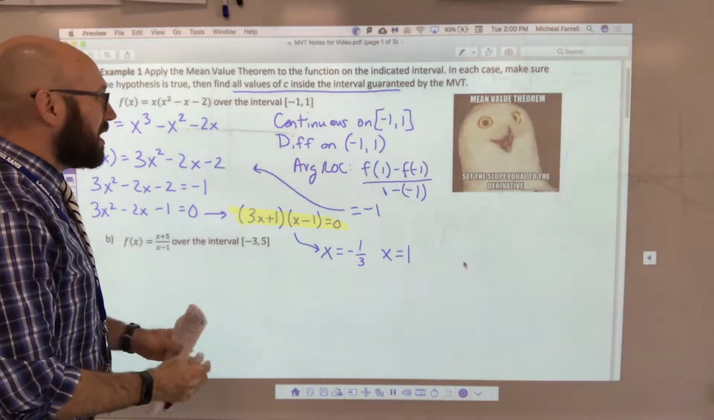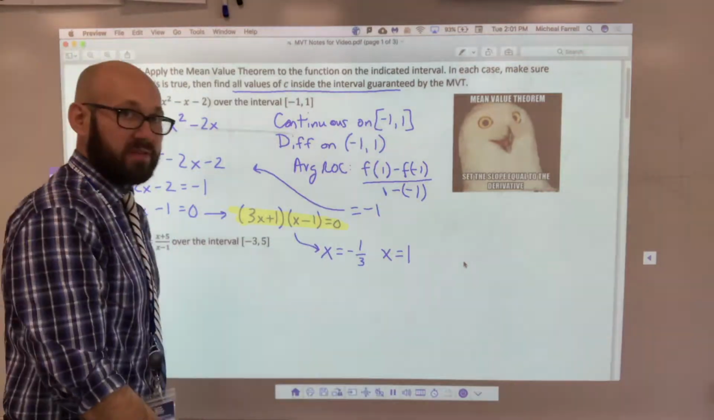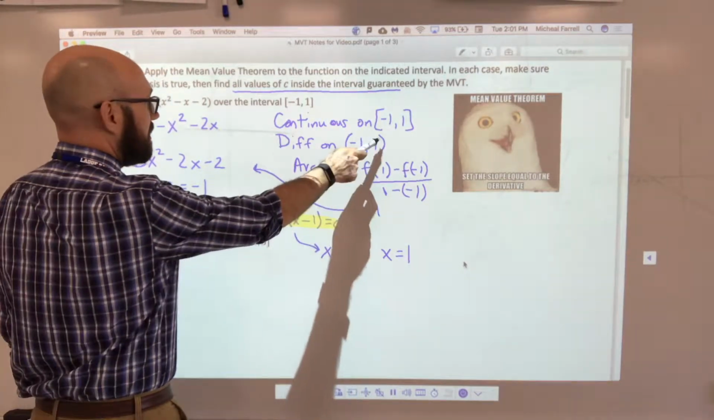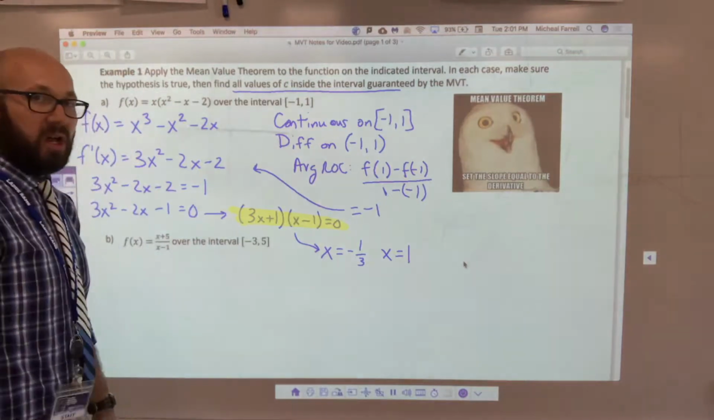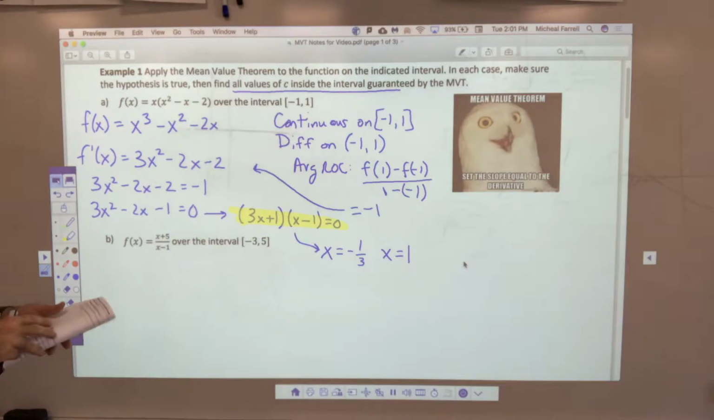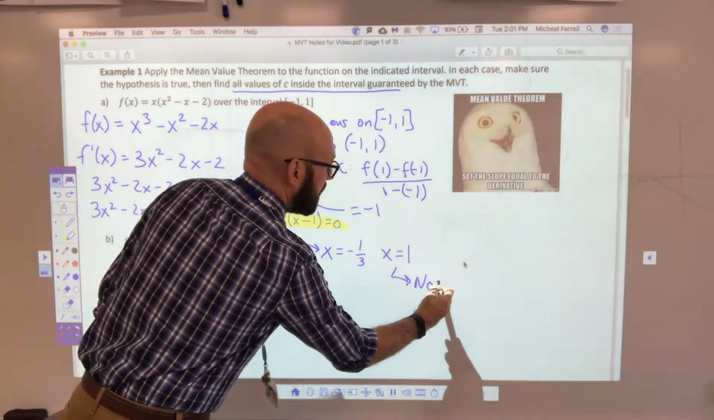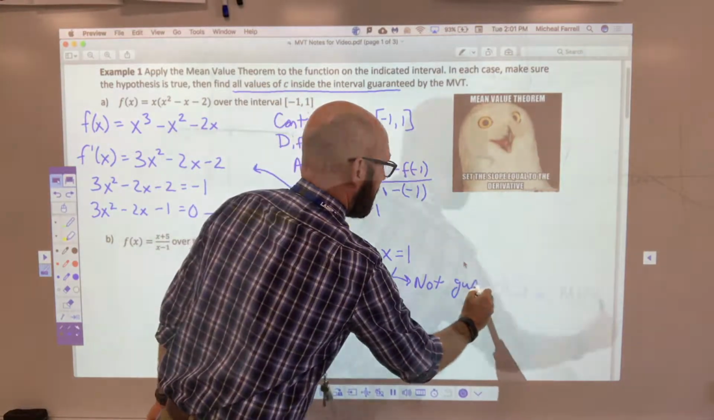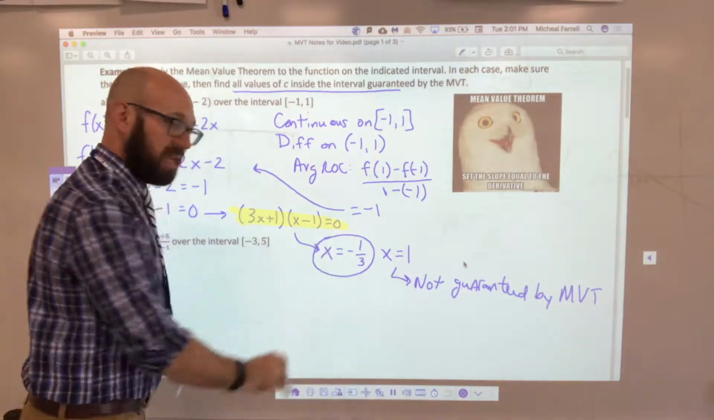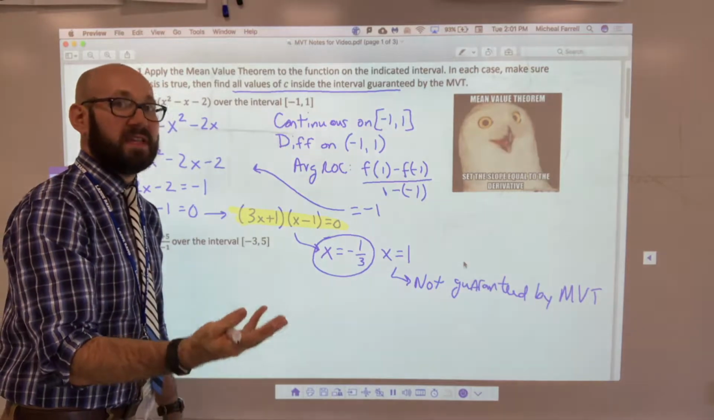Now, I have to be very careful on which one I choose. Turns out 1 is on our interval that's given to us, but it's not guaranteed by the mean value theorem because we need to be differentiable on the open interval. So we're not including 1, even though it's continuous there as well. So this endpoint is not guaranteed by MVT. So the answer we have is x equals negative 1/3. That's the moment at which the average rate of change equals the instantaneous rate of change.